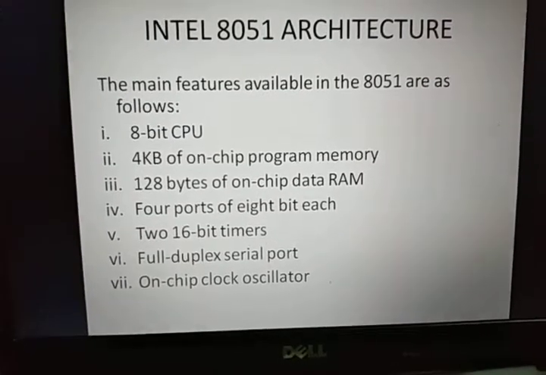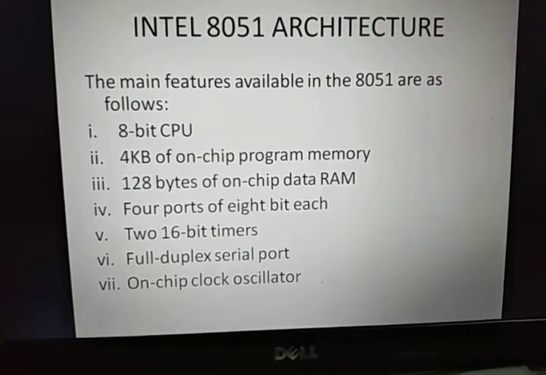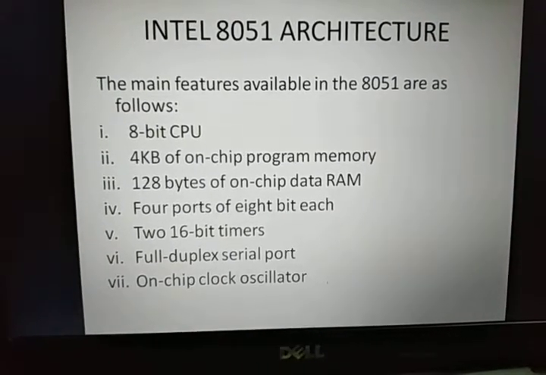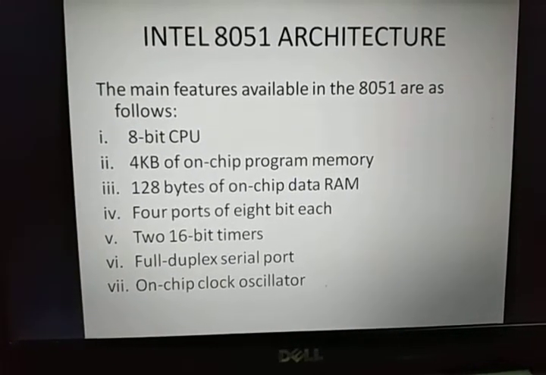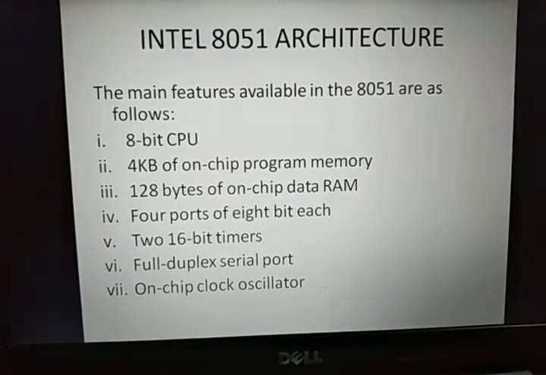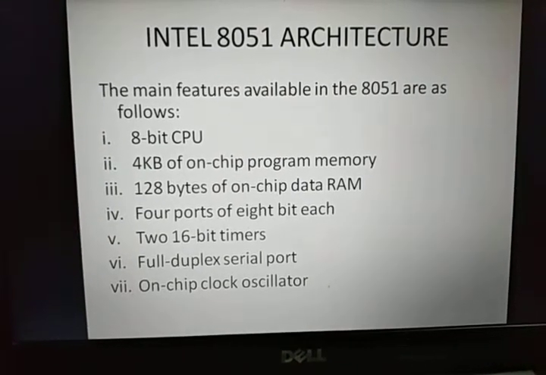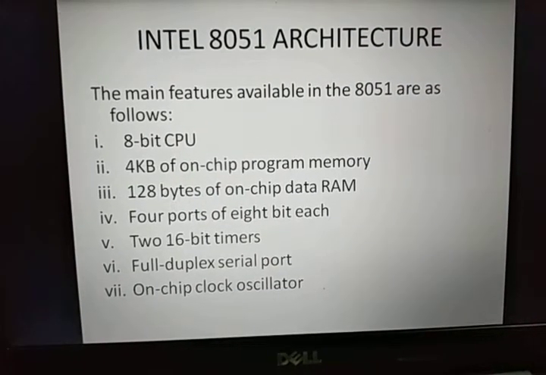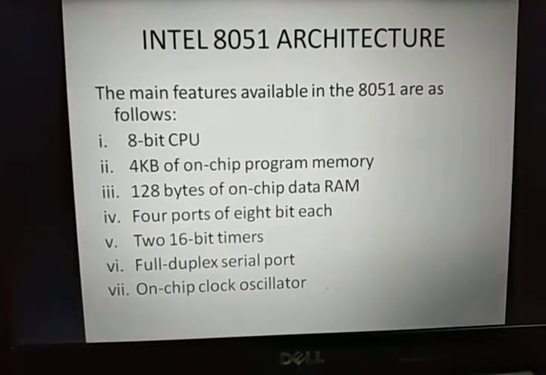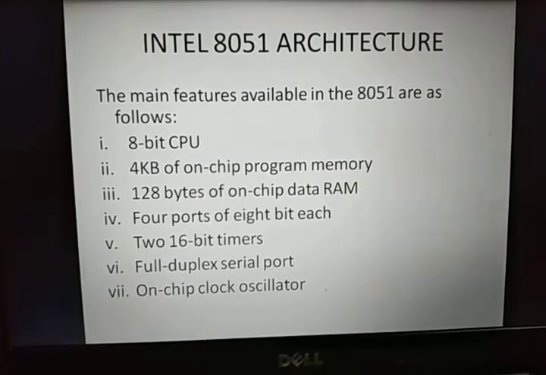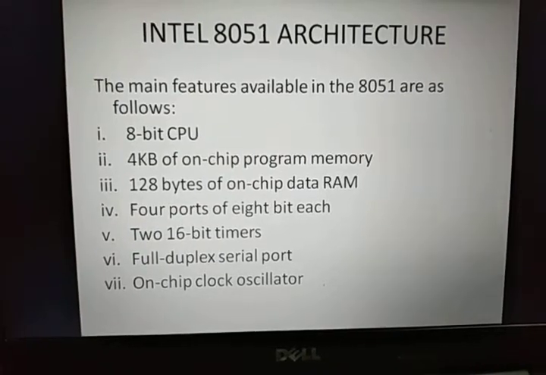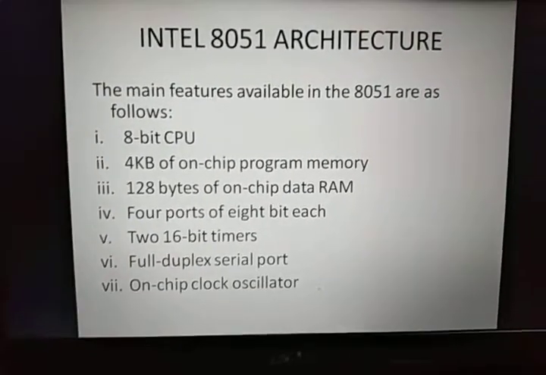So coming to the features of 8051, it has an 8-bit CPU and 4 kilobytes of on-chip program memory, that is ROM memory, and 128 bytes of on-chip data memory, data RAM, and 4 ports. Each port is 8 bits in size, and there are 2 timers. Each timer is 16-bit size, and we have a full duplex serial port and on-chip clock oscillators. So this is the architecture diagram.